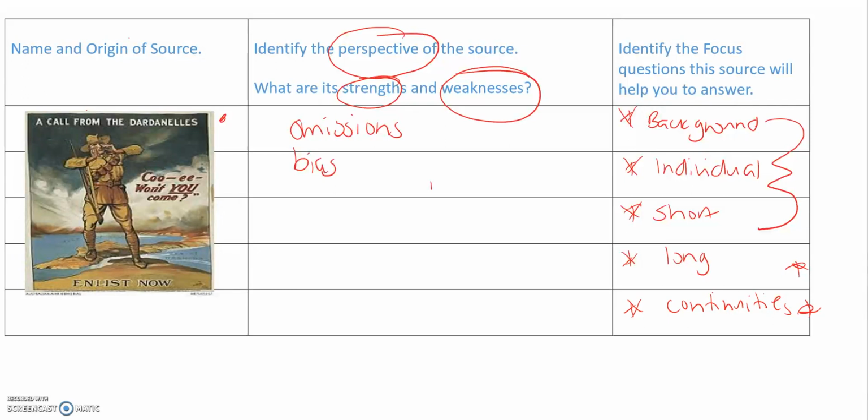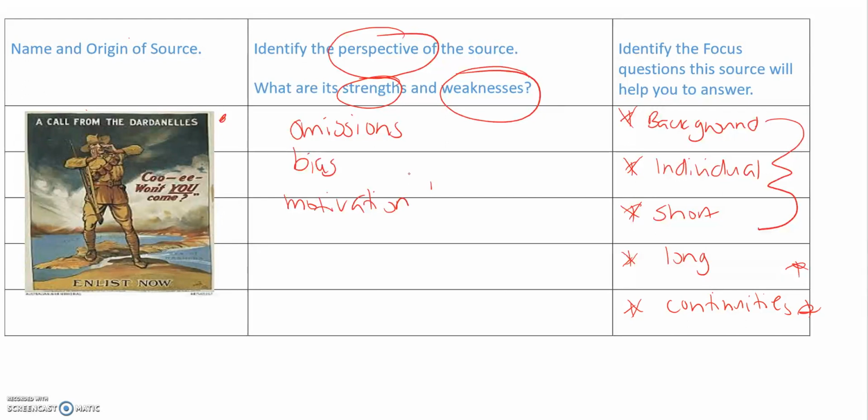So you want to look at omissions, like what's not in there. You want to look at bias. You want to look at motivation. Why is this poster like it is? What's the motivation of the person that produced it? Is it just to get people to enroll? Is it to show that the war effort is doing well? You never know sometimes, but you can make an educated guess based on what you've read about that source as you've been choosing it.